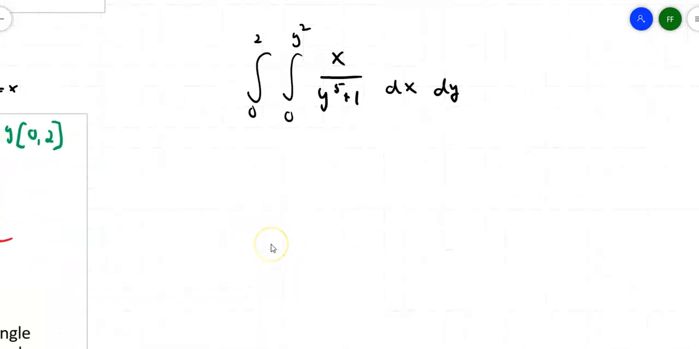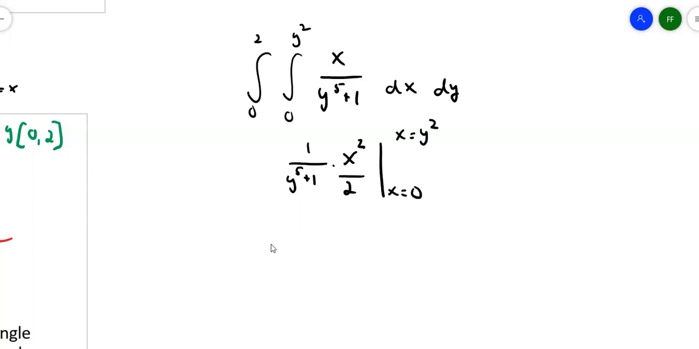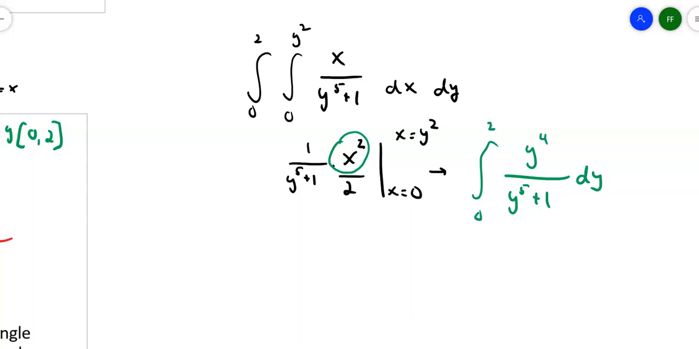Well, when you integrate that first thing with respect to x, what does it do? That 1 over y to the 5th plus 1 is essentially a constant. So let's keep that 1 over y to the 5th plus 1 on the outside times x. Well, when you take the antiderivative, it becomes x squared over 2, evaluated at x equals y squared and at x equals 0. And a little math magic happens here. When you replace that x with a y squared, you get a y squared squared, which is y to the 4th, and on the bottom, y to the 5th plus 1. Now you can integrate with respect to y from 0 to 2.